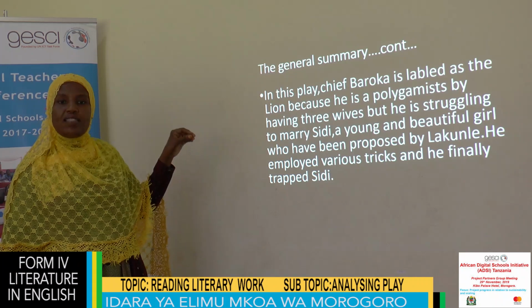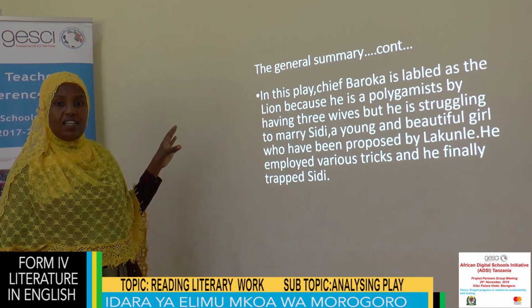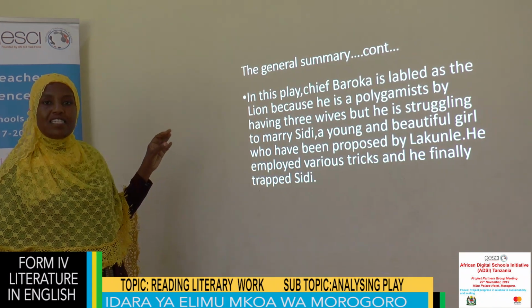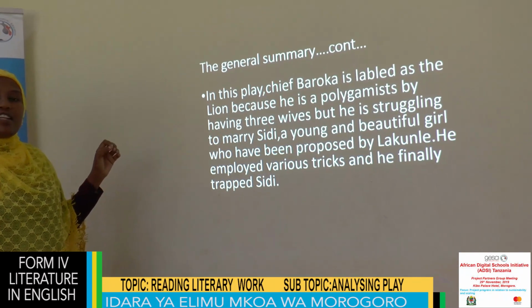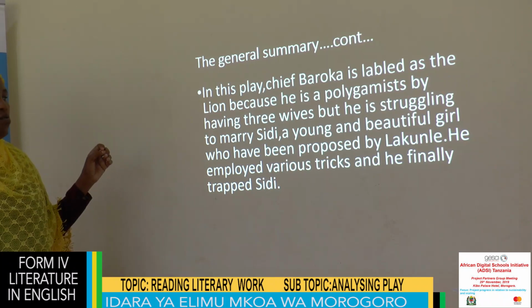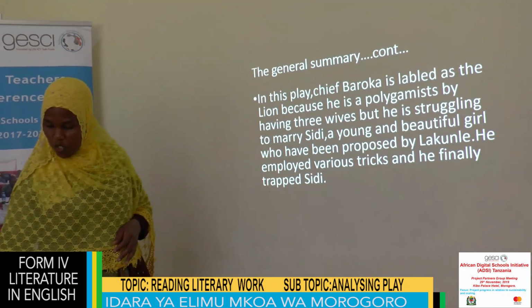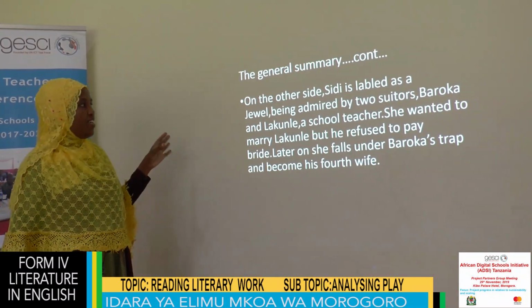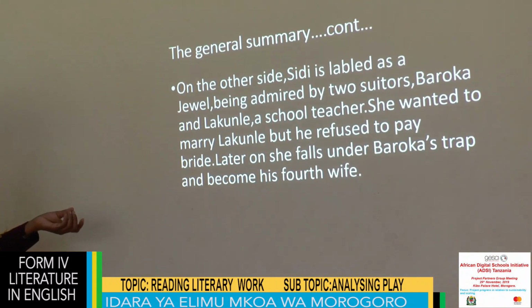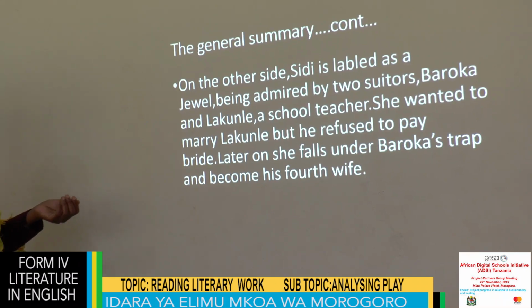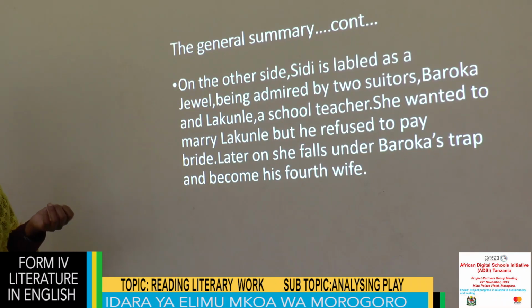Now, in making sure that he got that particular girl, he employed different tricks, helped by his elder wife, Sadiku. He employed these tricks to make sure that he caught the girl. On the other side, Sidi, a virgin and beautiful girl, is the one being labeled as a jewel.